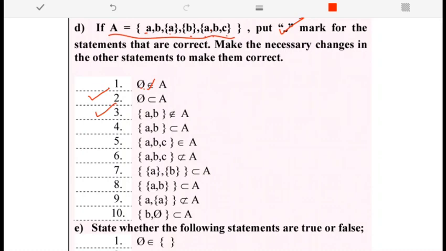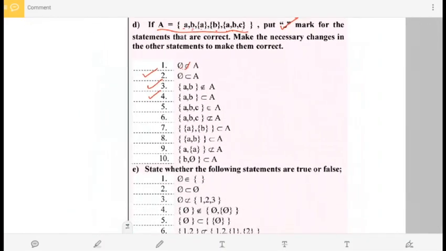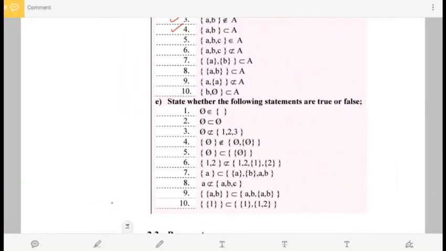Next, number four, set of A, B. You see, A and B is an element of that one, and then set of it. Therefore, this is a subset. That's correct. You can just follow the same thing with the other numbers, and please be careful in answering that one.